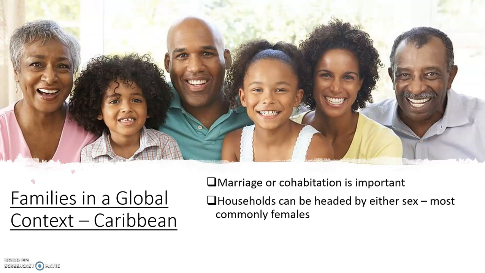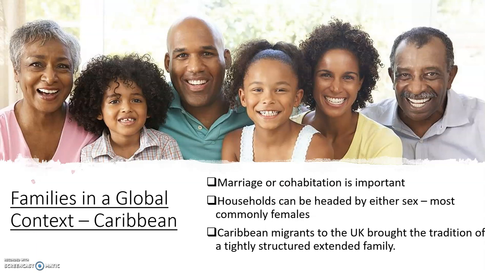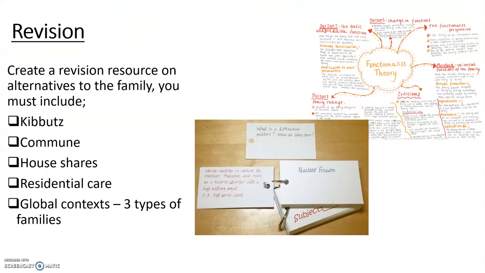Households can be headed by either sex, but it is most commonly female. So they are matrifocal. The woman is generally the figurehead of the family. Caribbean immigrants to the UK also brought the tradition of tightly structured extended families, so living near maybe grandparents, aunts and things like this for family support.